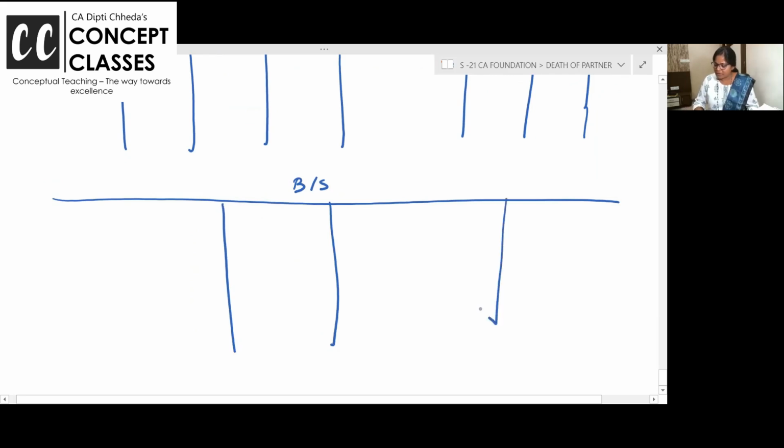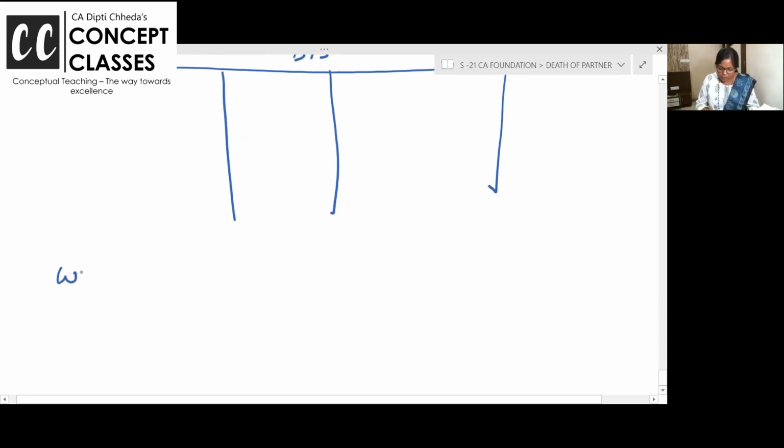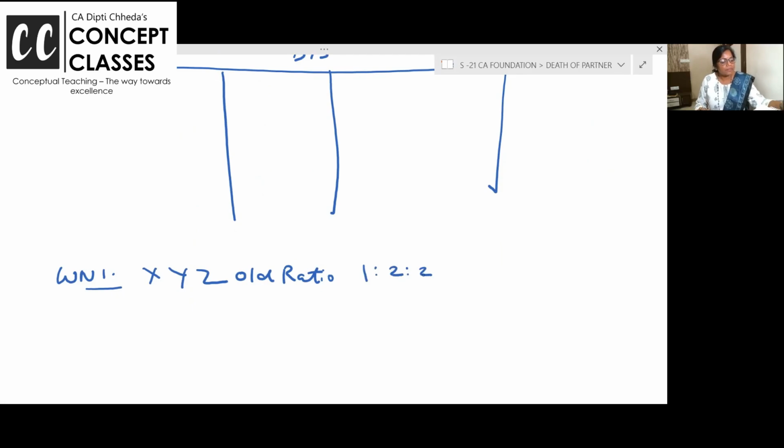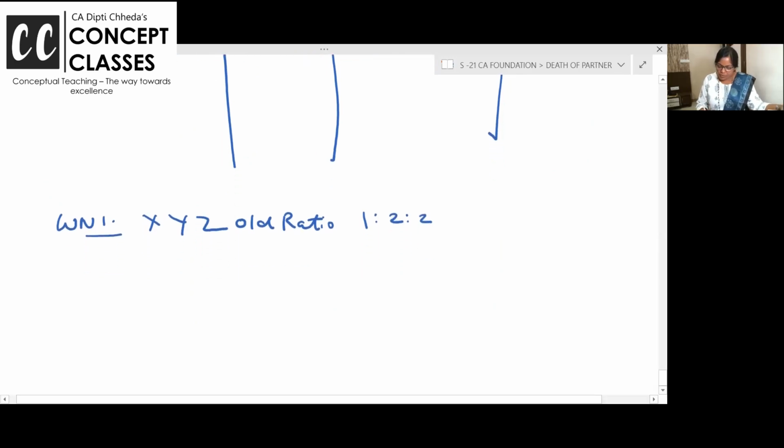What you do in the revaluation account, followed by working note 1. How many partners are there? X, Y, Z. And what is their old ratio? The old ratio of X, Y, Z is 1:2:2. Who is deceased? Z. And no other detail is given, so can we take the ratio for Z died? So X and Y will continue in the ratio of 1:2. Nice? Chalo.